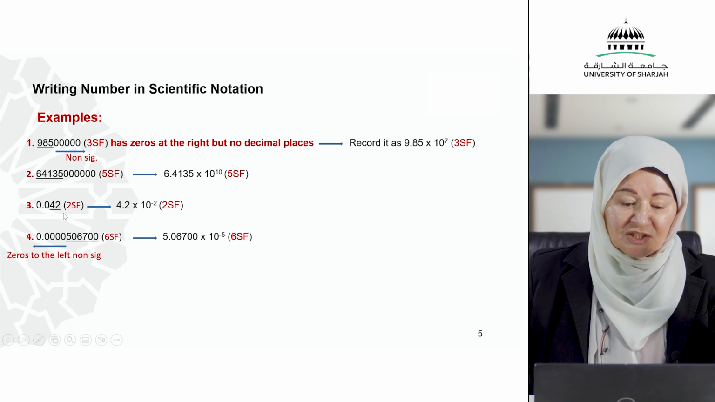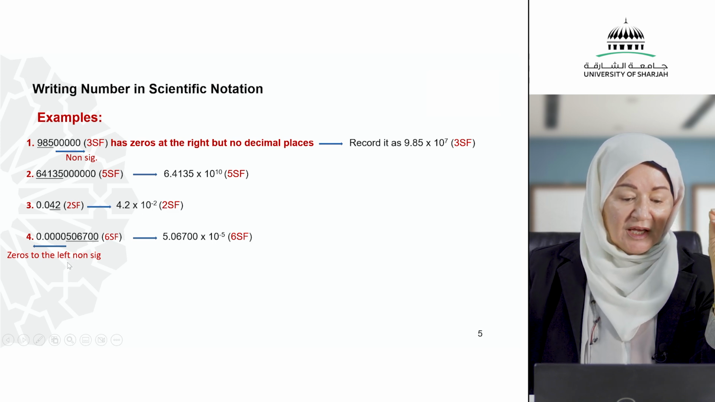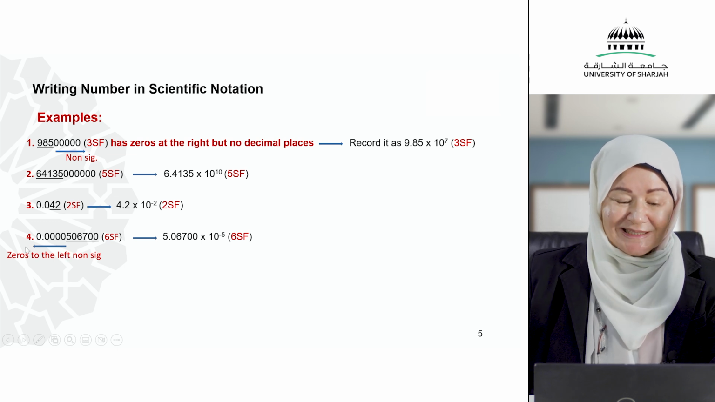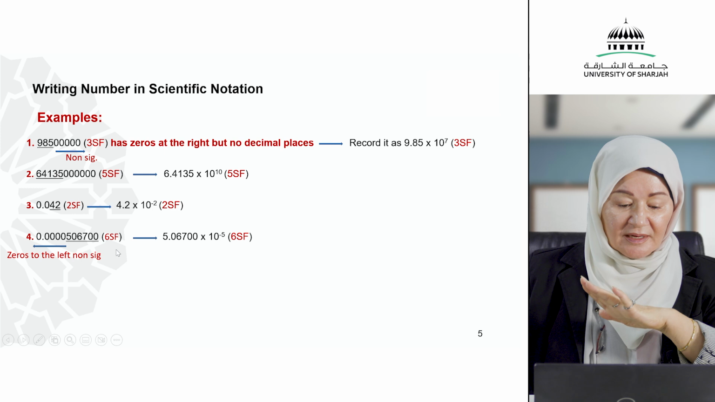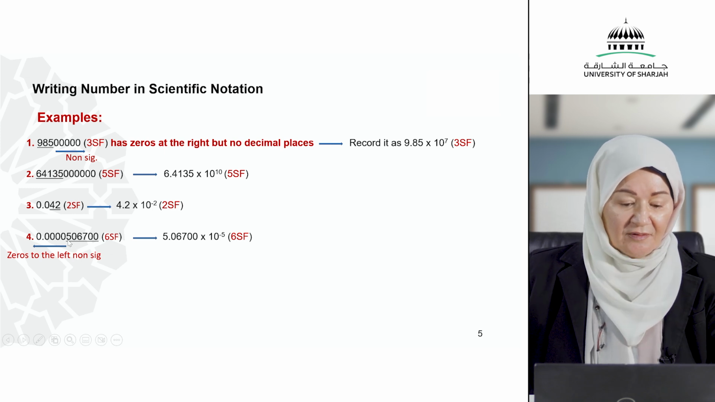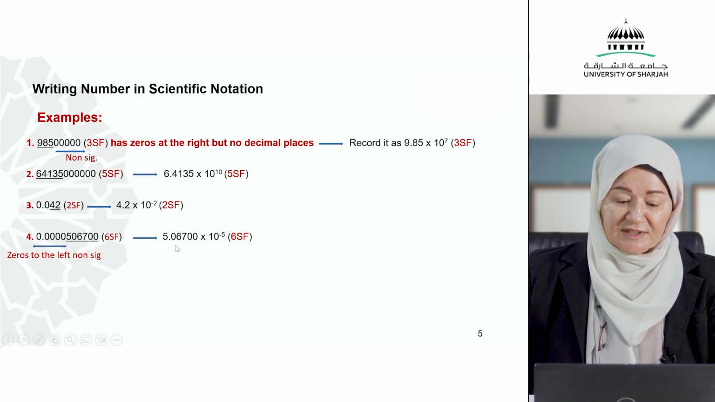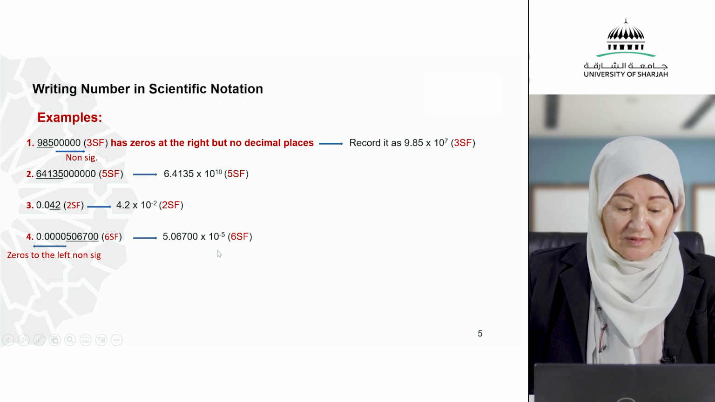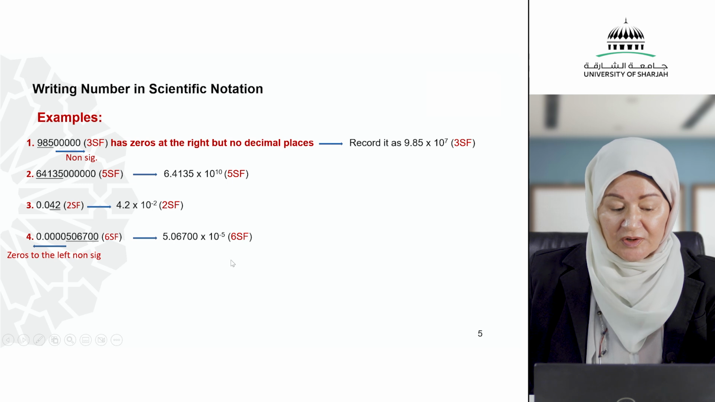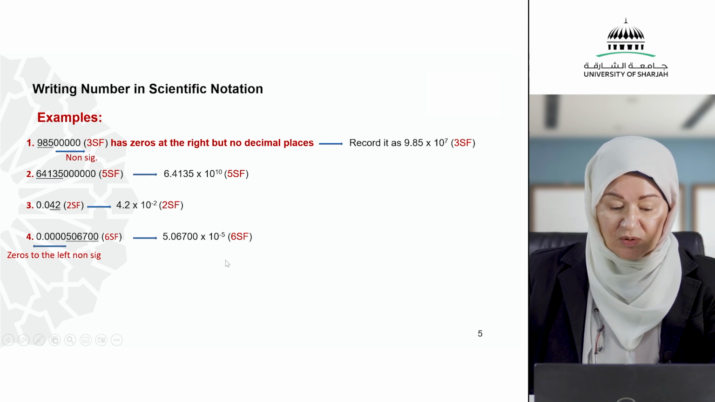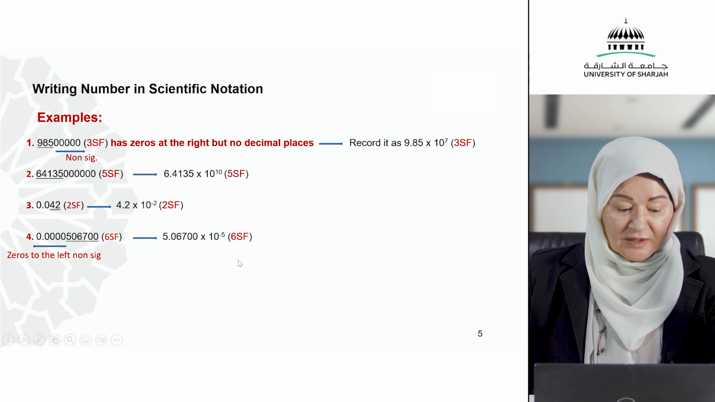0.042, I write it as 4.2 times 10 to the minus 2, 2 significant figures. Zeros to the left are non-significant, whereas zeros to the right are significant. Therefore, here I have 6 significant figures. I write it in scientific notation as 5.06700, with 6 significant figures, times 10 to the minus 5. Here I have 0.000. I have taken into consideration exactly how many places I shifted, and I get 10 to the minus 5.